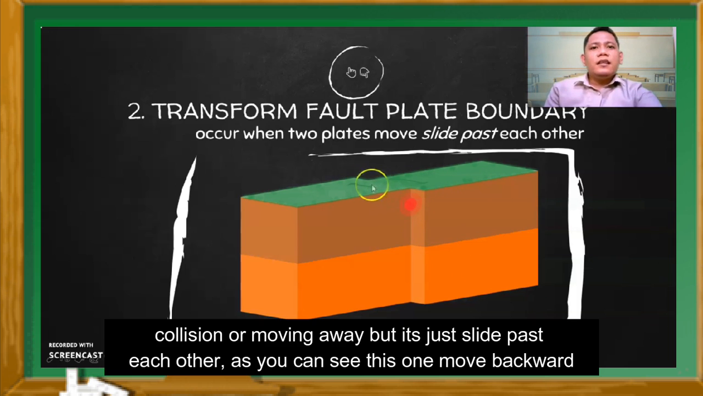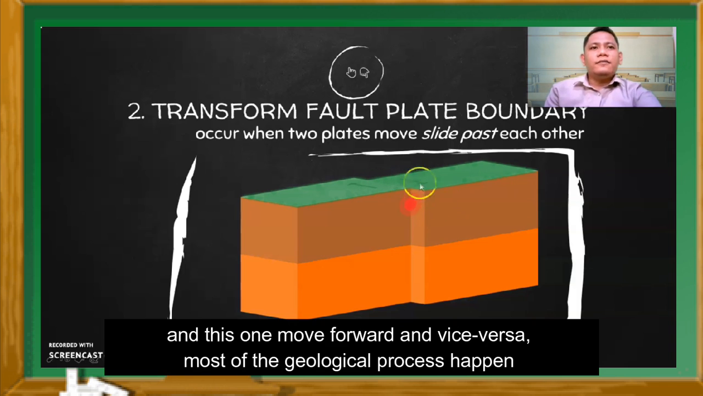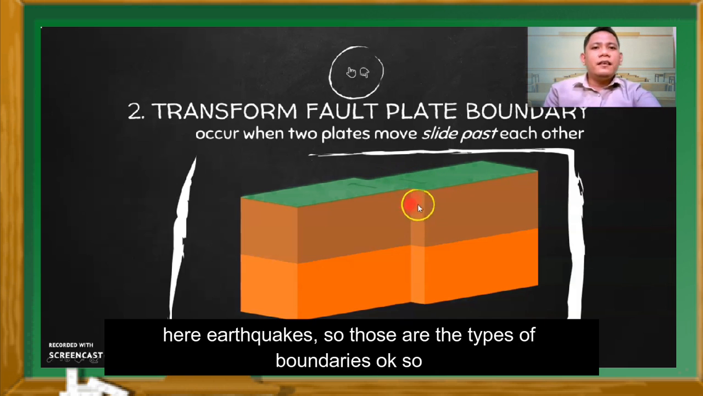So you can see this one moves backward and this one moves forward, or vice versa. Most of the geological processes that happen here are earthquakes. Okay, so those are the types of boundaries.